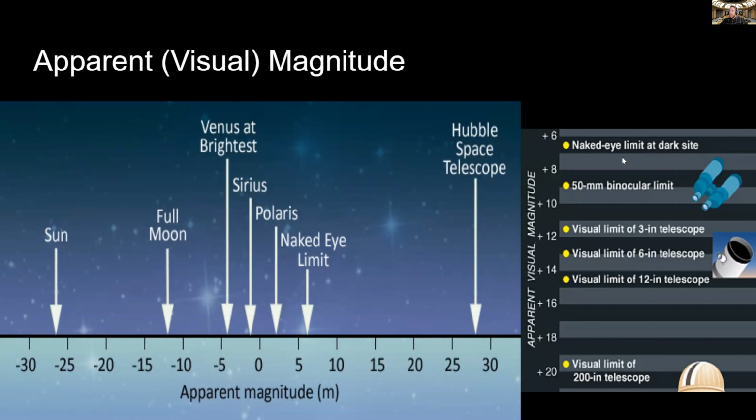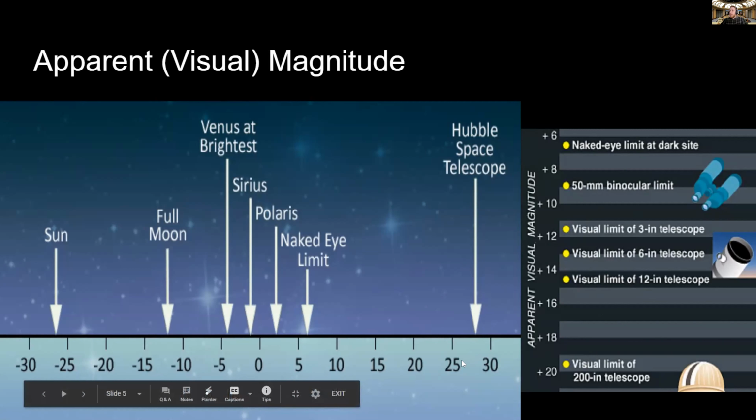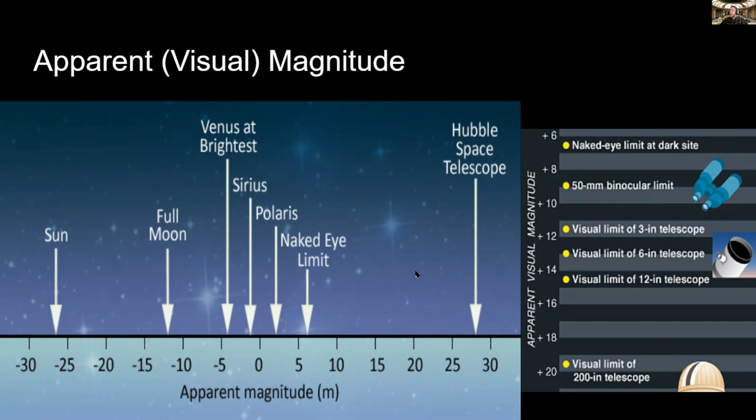With binoculars, you could see a bit past 8, getting towards 9. With a 3-inch telescope, you could get up to almost 12, and up from there all the way to, it shows the Hubble telescope there, between 25 and 30 magnitudes. So the Hubble telescope can see things that are much, much dimmer than the naked eye or even a small telescope.